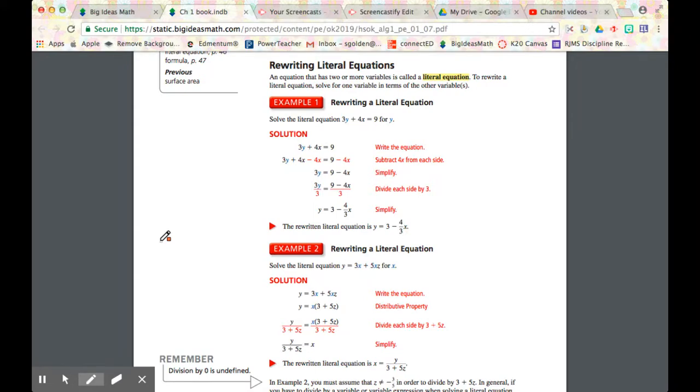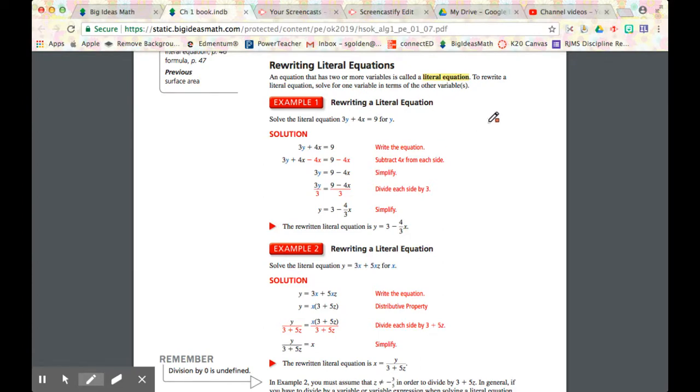You'll see as we go, but don't freak out if your answer still has a whole lot going on, because there's no way to get a final answer today, because we're going to have more than one letter in each problem. So looking at example 1, it says solve the literal equation 3y plus 4x equals 9 for y. All that means is we're going to take this equation and rearrange it to where our final answer just says y equals.